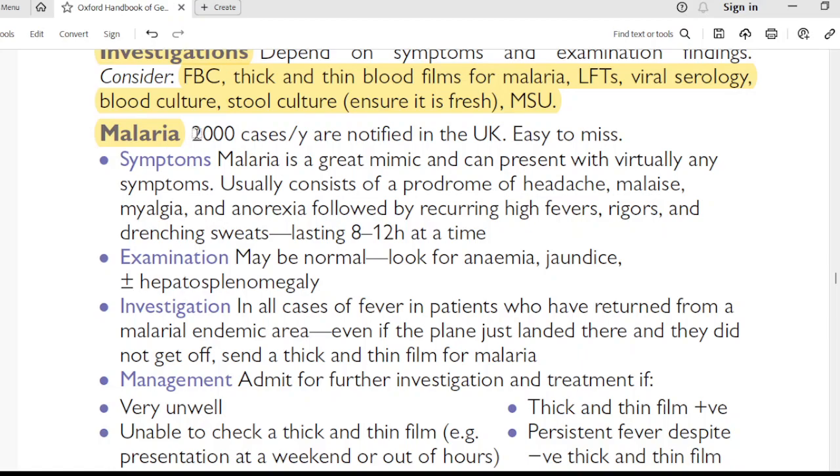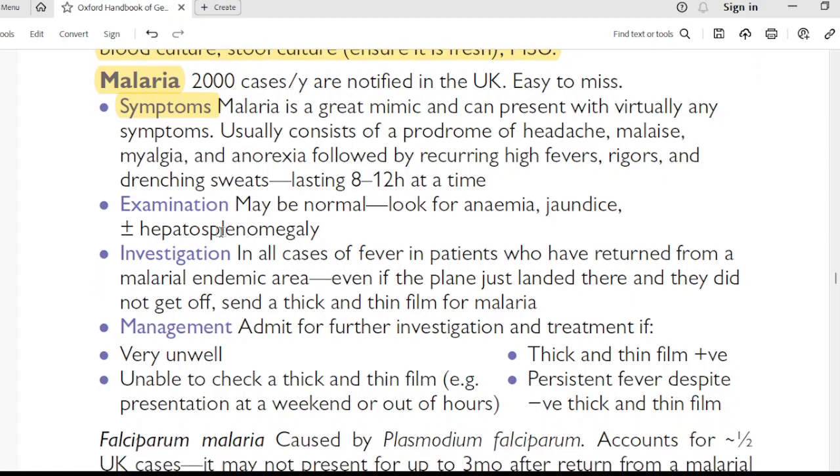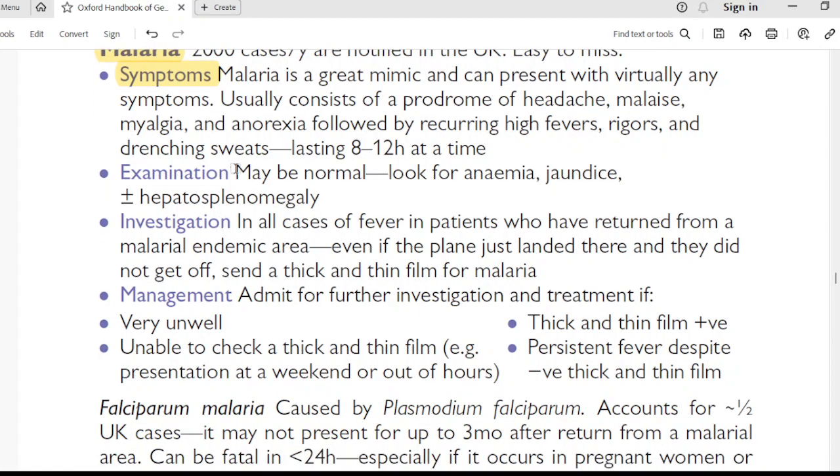Malaria. 2000 cases per year are notified in the UK. Easy to miss. Symptoms: malaria is a great mimic and can present with virtually any symptoms. It usually consists of a prodrome of headache, malaise, myalgia, anorexia, followed by recurrent high fevers and rigorous drenching sweats lasting 8 to 12 hours at a time.